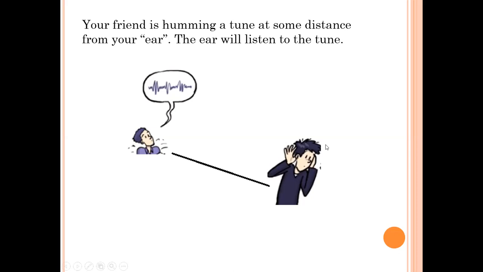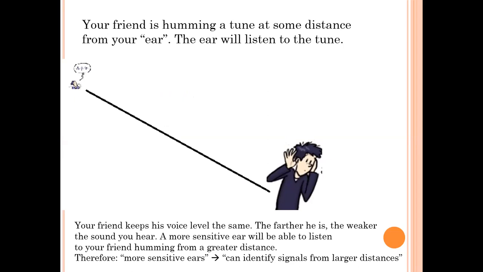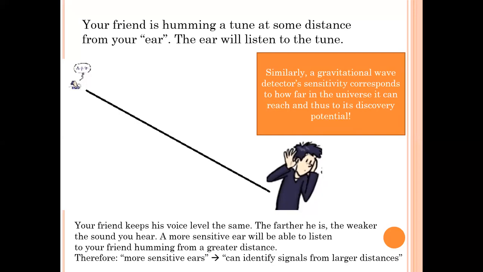Therefore, if our ear covers a very small portion of the area, similarly, a small portion of the energy emitted by our friend will reach our ears. And what is the experimental effect? The sound that we hear will be weaker. You can see the effect here. Okay, so a more sensitive ear will be able to listen to your friend humming from a greater distance. So the main thing that I want you to keep in mind for the next steps is that more sensitive ears can identify signals from larger distances. Similarly, a gravitational wave detector's sensitivity corresponds to how far in the universe it can reach.